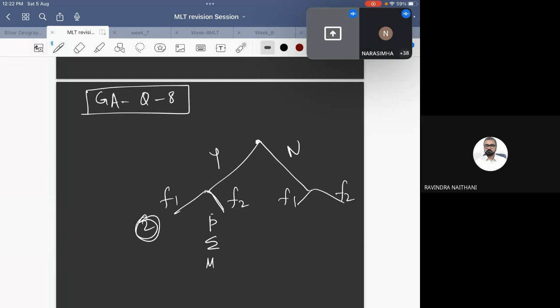Correct? And this P, if you are needing, and similarly here also you will be needing 2. Okay, and here you are needing 1. Correct? So, and the feature 2. Can you please explain? Yeah, I'll just explain first.